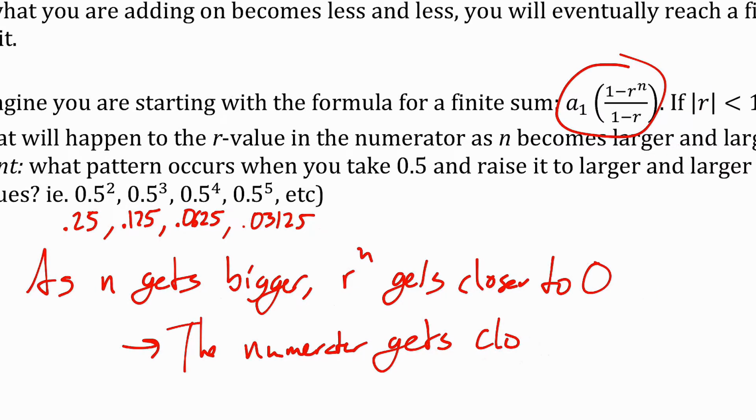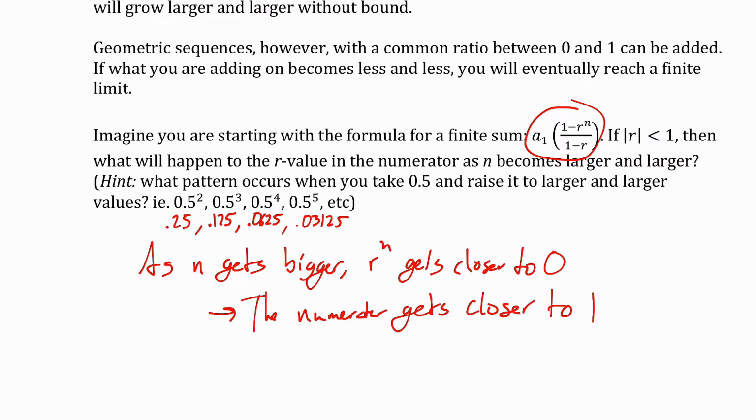If it's 1 minus r to the n, and r to the n is pretty much 0, then the numerator is just going to be 1, which is going to tie in directly to the formula we're going to use for an infinite geometric series.